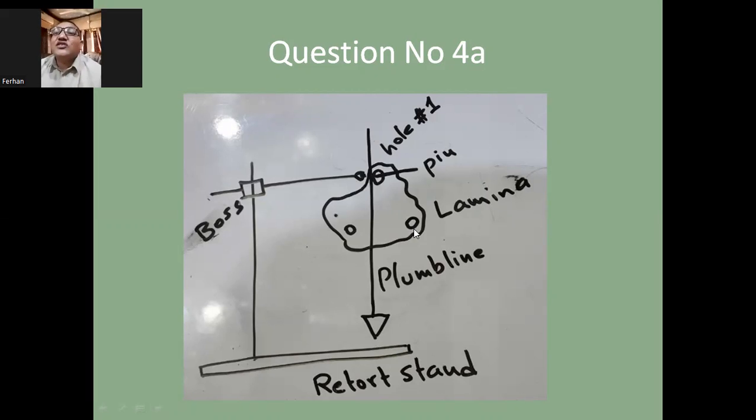That's it. Then hang the lamina from hole number 2 and repeat the same process. Then hang the lamina from hole number 3 and repeat that same process. Where these 3 lines which you have drawn along the thread on the lamina intersect each other, that point of intersection of these 3 lines will be the center of the mass. So this is how you write this.